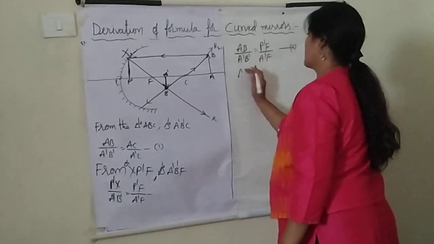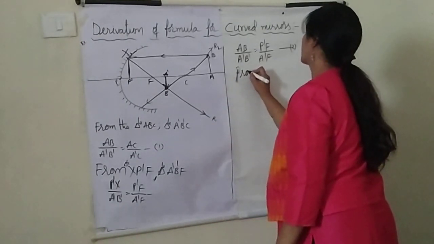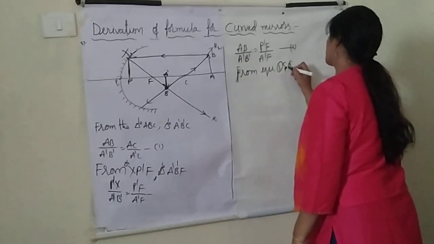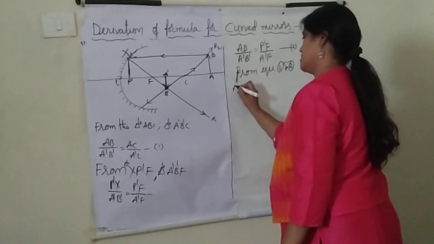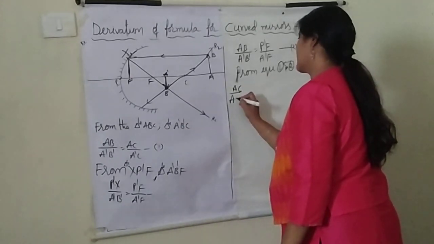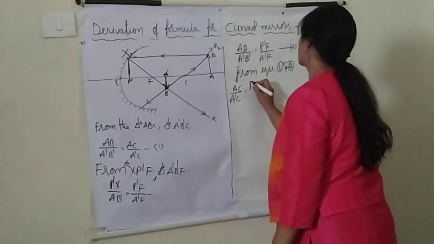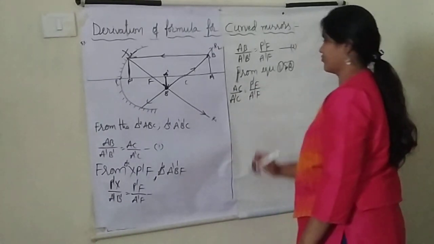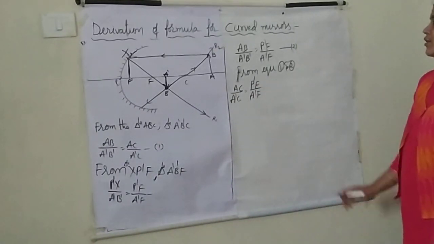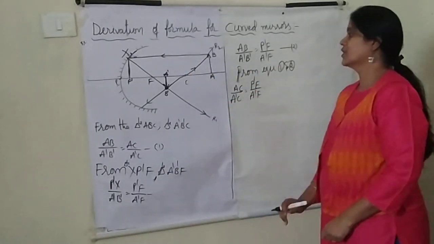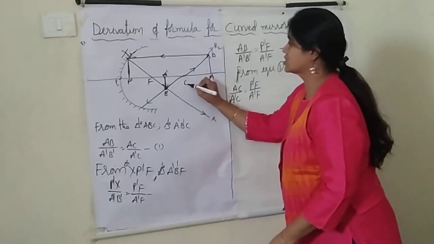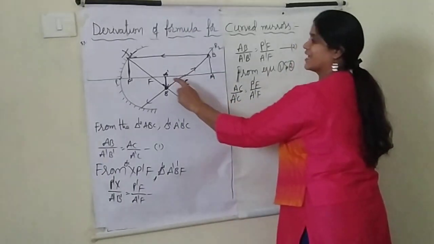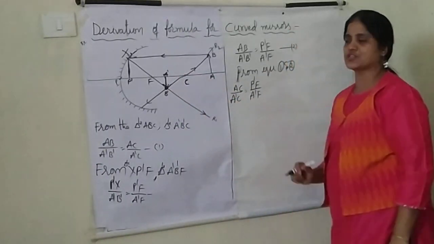So from equations 1 and 2, AC by A dash C is equal to P dash F by A dash F. Now coming to this figure, what is AC, what is A dash C? That we will find out.